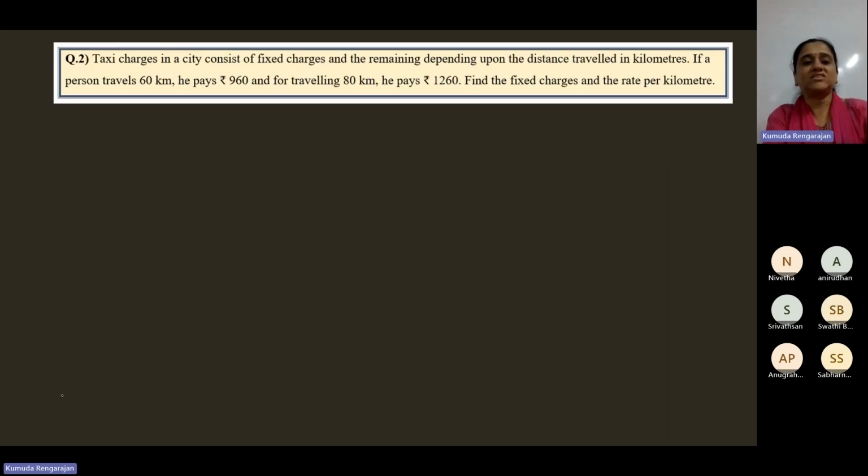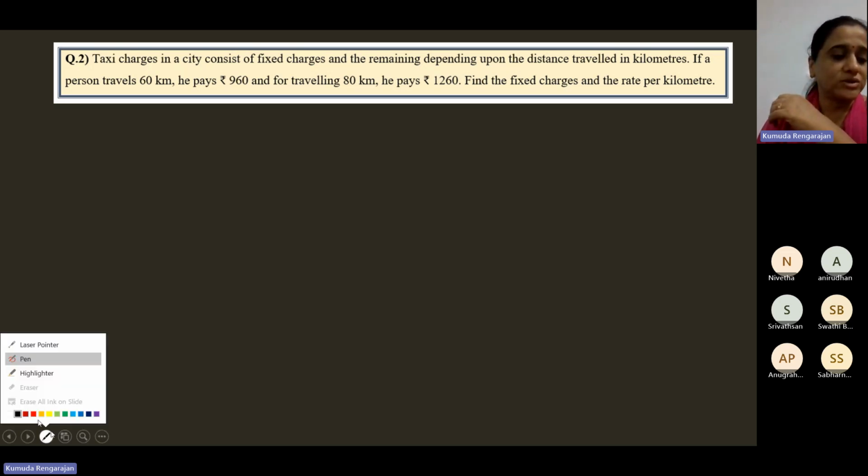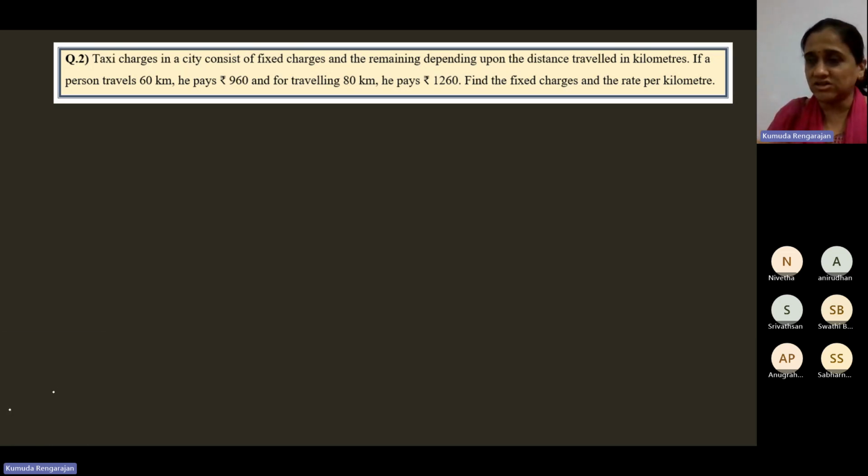Next question. Taxi charges in a city consist of fixed charges and the remaining depending upon the distance traveled in kilometers. So it's a very practical situation. Taxi charges in a city consist of two types of charges. One is a fixed charge and the remaining depending upon the distance traveled in kilometers. So supposing you hire a taxi. If you hire the taxi, you have to pay 500 rupees.